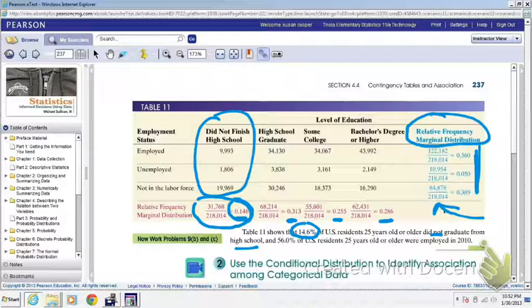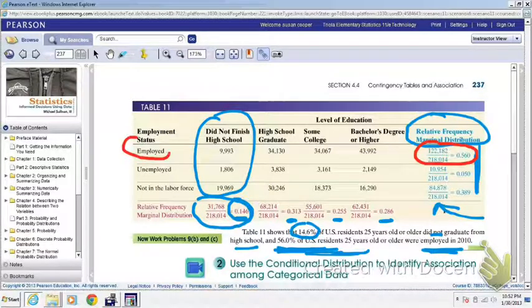14.6% of the U.S. residents 25 years or older did not graduate from high school. We can say 56% of the U.S. residents 25 years or older were employed in 2010. And you say, now I'll grab a different color. You say, well, where did you get that information? See, that's what you can get from your row total.